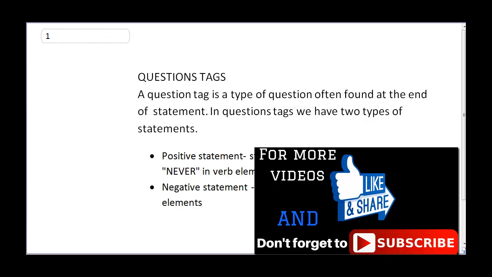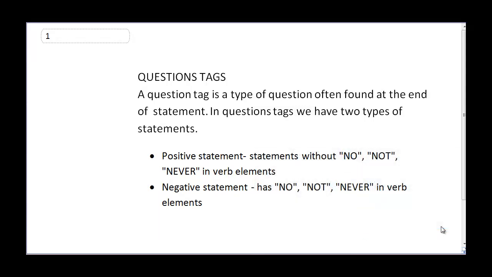If you've seen questions which sound like "She swims very well, doesn't she?" those are called question tags. Now, a question tag is a type of question often found at the end of statements. It is a common device in conversation. It is aimed at making a statement and at once asking the listener to confirm it. When you're talking with somebody, you say something and you want the listener to confirm it, you have to use what?